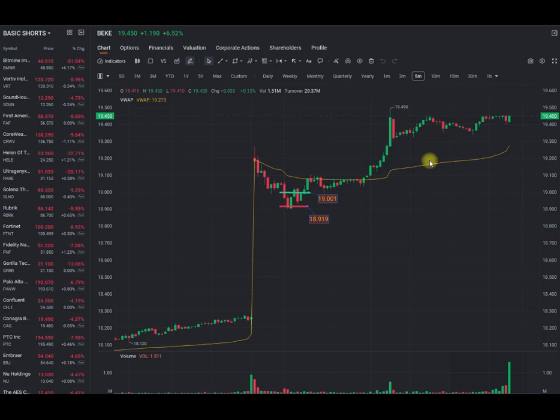Okay, and again, take a look. There was almost absolutely no risk on this trade. 10-cent risk means no risk. Okay, now let's move to the real winners.